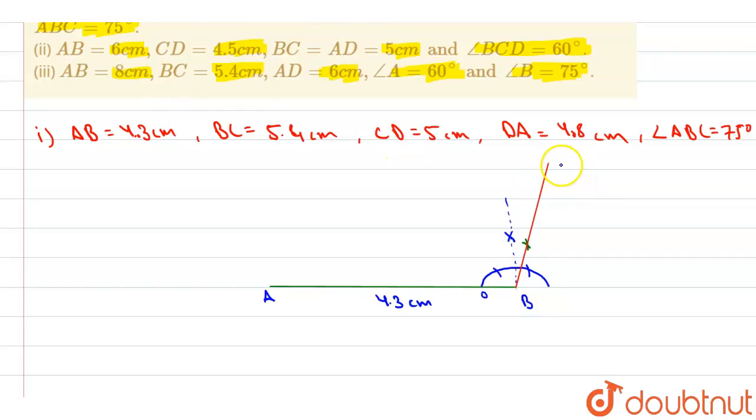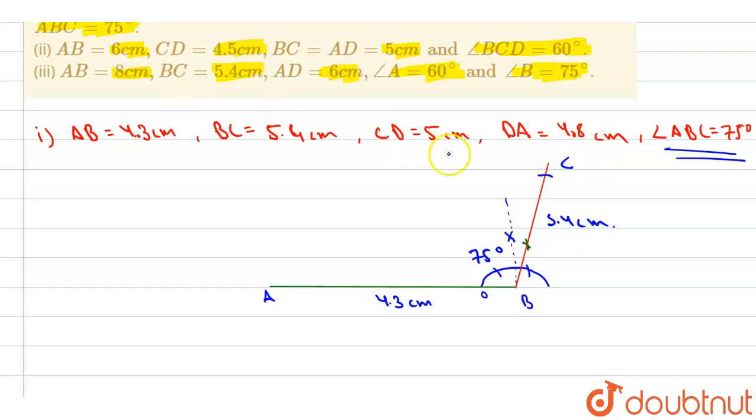This is named as C. BC is 5.4 centimeter. Take the compass of 5.4 centimeter from point B, cut an arc of 5.4 centimeter. It means this is the 75 degree. As the angle ABC we have to make is 75, this is the 75 degree and BC is 5.4 centimeter. Similarly, we have to make CD is 5 centimeter, DA is 4.8 centimeter.